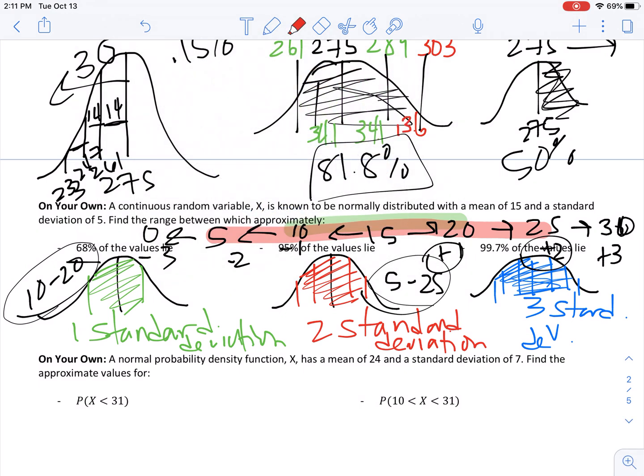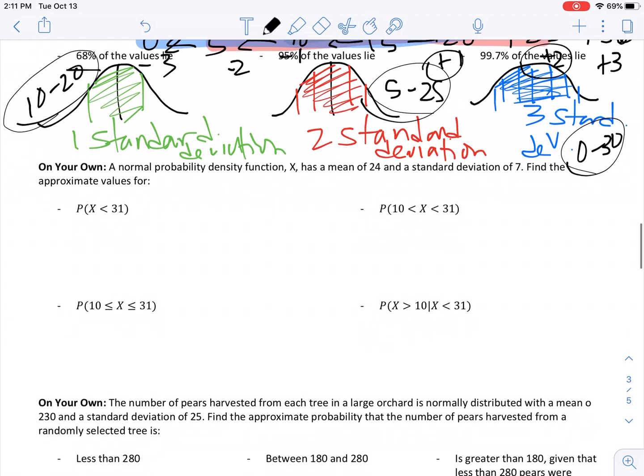And finally, that last one is 3 standard deviations. So I'm going the whole gamut on this one. So this would be 0 to 30. Okay, that would be the range of numbers. So the ones I circled are actually what you're wanting. The pictures just kind of help us visualize what's going on.